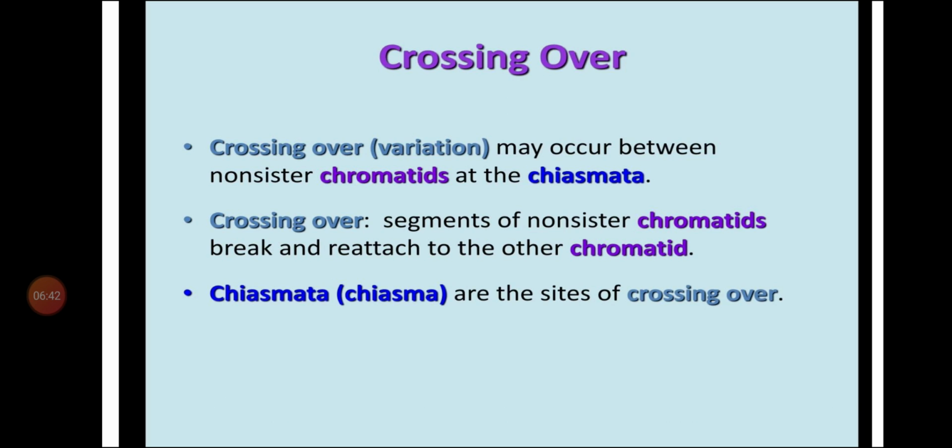Crossing over means the segments of non-sister chromatids break and reattach to the other chromatid. Crossing over means exchange, interchange of genetic material is going to take place. And wherever you see crossing over, the region where they are attached to each other is known as chiasmata or chiasma. Okay, so let us see this.